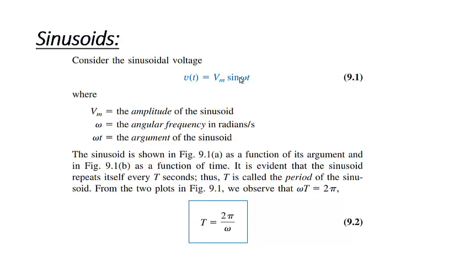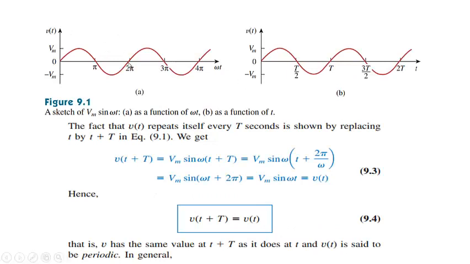Consider a sinusoidal voltage, v(t) = Vm sin(ωt), where Vm is the amplitude or the maximum value of the sinusoid. Omega is the angular frequency in radians per second, and ωt is the argument of the sinusoid. The sinusoid is shown in 9.1a as a function of its argument and in 9.1b as a function of time. The x-axis over here is the argument in angle, and the x-axis over here is the time axis. Here it is the angle axis.